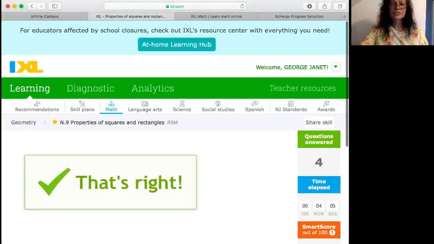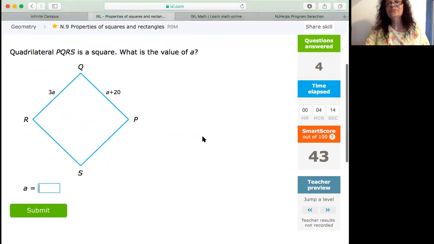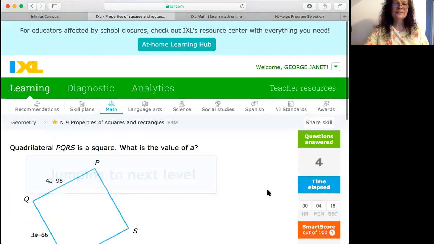Let's jump to the next level. Exact same thing, set an equation. Subtract a from both sides, 2a equals 20. 2 times what will give me 20, so the answer has to be 10. Let's jump to the next level.